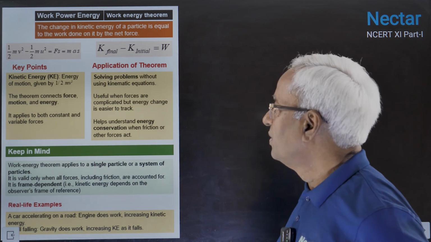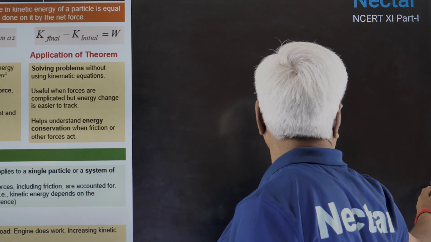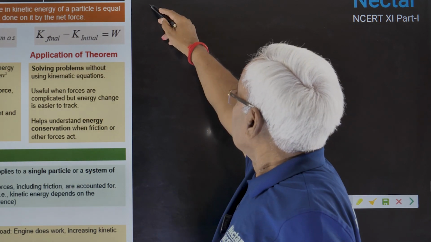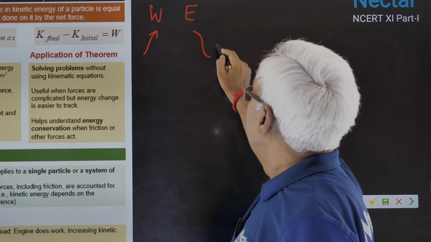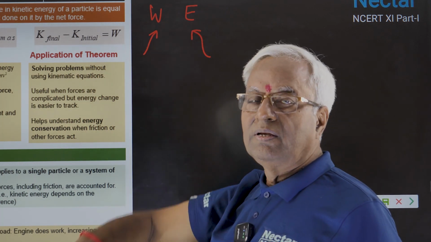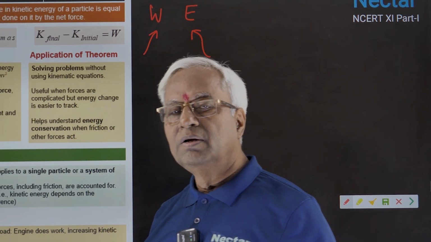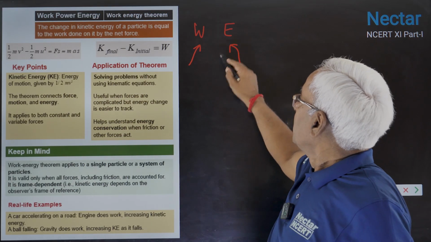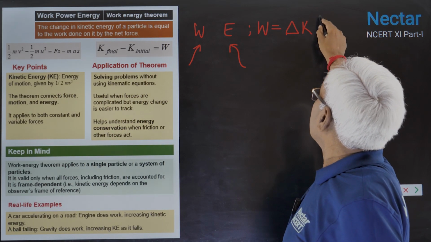Work energy theorem. Here work stands for mechanical work. In this theorem, work energy, this is mechanical work and this is mechanical energy. Mechanical energy is in fact the combination of kinetic and potential energy. It's normally written as W equal to delta K.